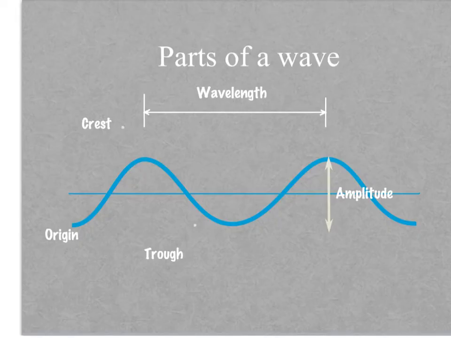Waves have different parts. This might be some review from some of your integrated science classes. So where the wave actually starts is called the origin, obviously, because where something starts is called the origin. That makes sense. The crest is the very topmost portion of the wave. The trough is the bottommost portion. The amplitude is basically the distance between the crest and the trough. And then the wavelength is the distance between two waves.